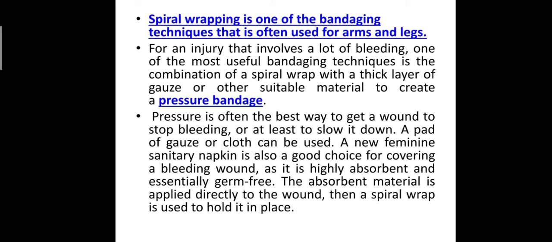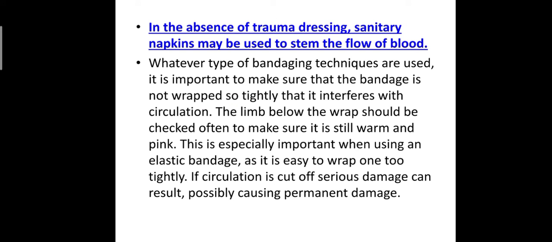Pressure is often the best way to get a wound to stop bleeding or at least to slow it down. A pad of gauze or cloth can be used. A new feminine sanitary napkin is also a good choice for covering a bleeding wound. It is highly absorbent and essentially germ-free. The absorbent material is applied directly to the wound, then a spiral wrap is used to hold it in place. In the absence of trauma dressing, a sanitary napkin may be used to stem the flow of blood.